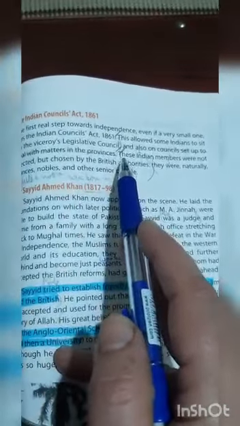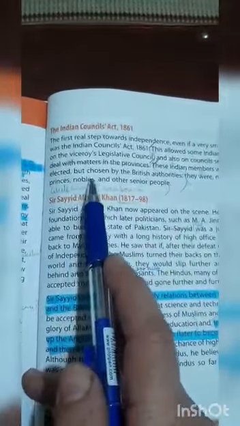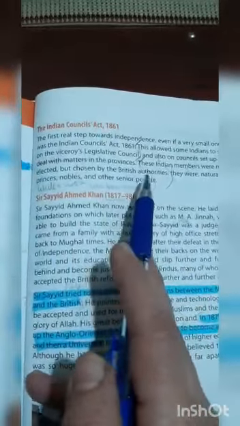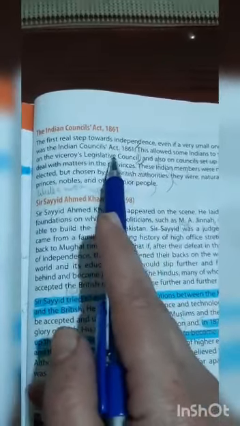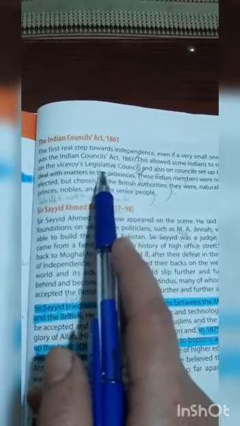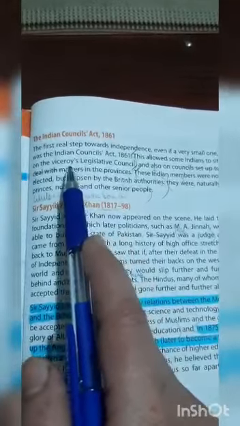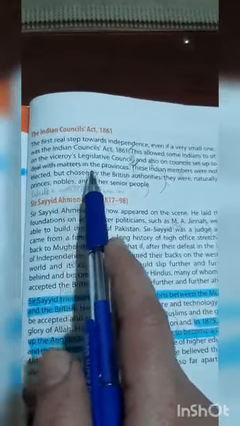Another important point is, these Indian members were not elected but chosen by the British authorities. So it means these members of Indian nationality were just chosen, selected, not elected by the people or by any other committee. So these were the two main points of this act.